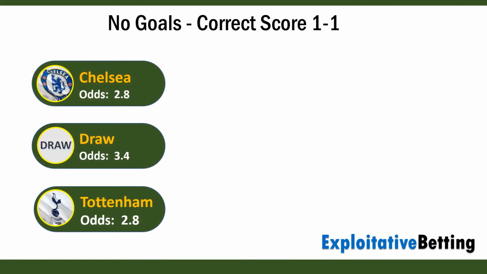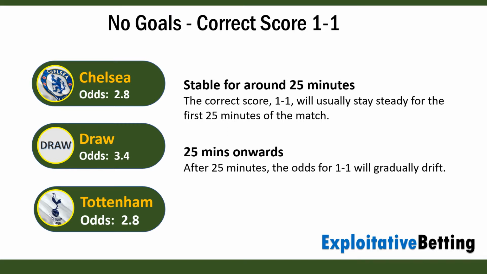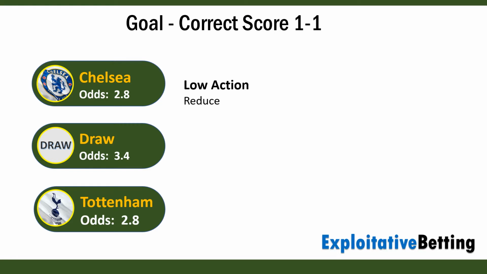So another important score line is the 1-1 score line. If no goals are scored, the correct score 1-1 will usually stay fairly stable for the first 25 minutes of the match. After 25 minutes, the odds for 1-1 will gradually drift. When a goal is scored, as with the draw, the effects of a goal on the 1-1 correct score depend on whether a lot of goals are anticipated and the time in the game that the goal was scored.